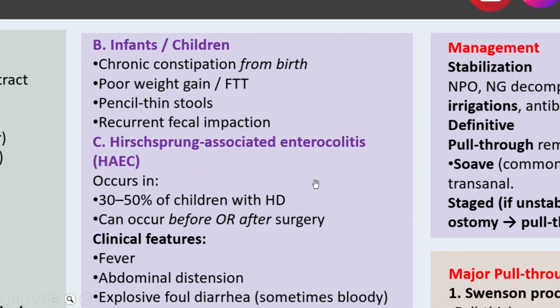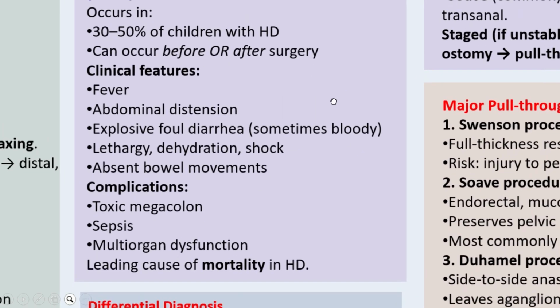Then sometimes we can continue to infants or children where we shall have a history of chronic constipation from birth, poor weight gain, as well as failure to thrive, and then they have pencil-thin stools because of that narrowing. It shapes their fecal matter pencil thin, and then we have recurrent fecal impaction. Then we have Hirschsprung's-associated enterocolitis, a very dangerous presentation, which occurs in 30 to 50% of children with Hirschsprung's disease, and it can occur before or even after the surgeries.